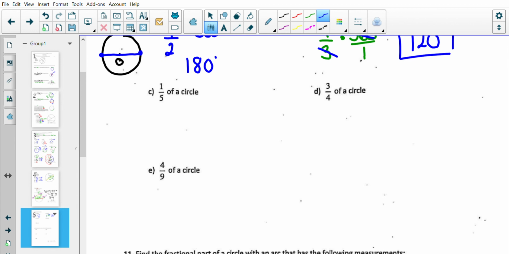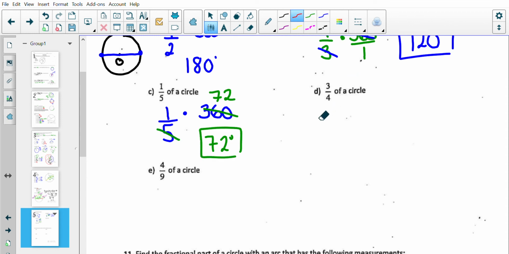Let's keep going. Now we want 1/5 of the circle. So we're going to do 1/5 of means times a circle means it's 360. Cross cancel again. 5 goes into 360 72 times. So we're at 72 degrees.